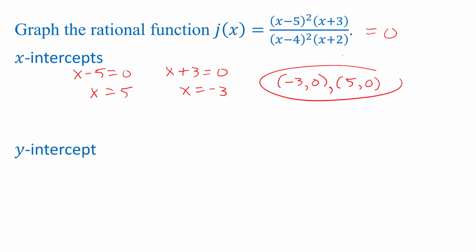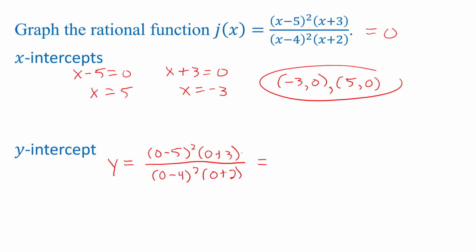The y-intercept comes from setting x equal to 0, so it would be y equals (0 minus 5) squared times (0 plus 3) over (0 minus 4) squared times (0 plus 2). We simplify: 25 times 3 is 75, over negative 4 squared is 16, times 2 would give us 32. We have a y-intercept of (0, 75 over 32).